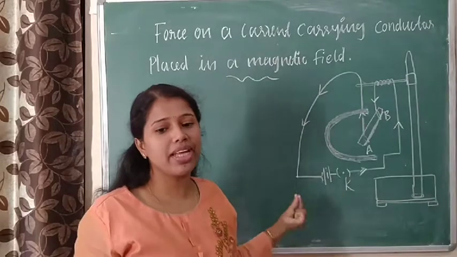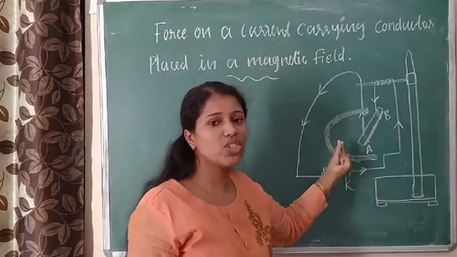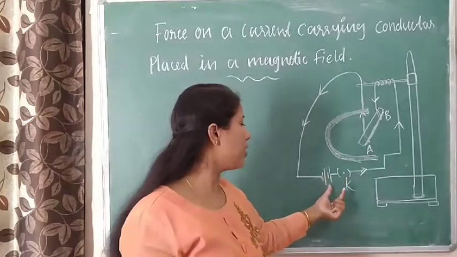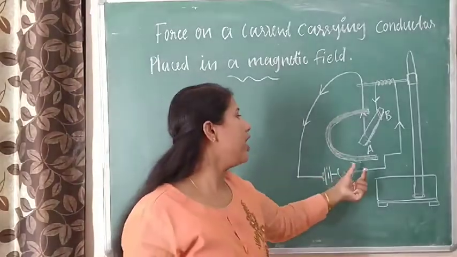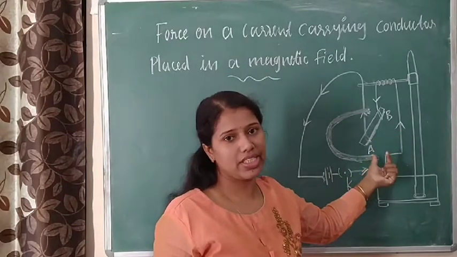Observation: it is observed that the rod is displaced towards the left at first. Again we keep the direction different, then the rod moves towards the right.